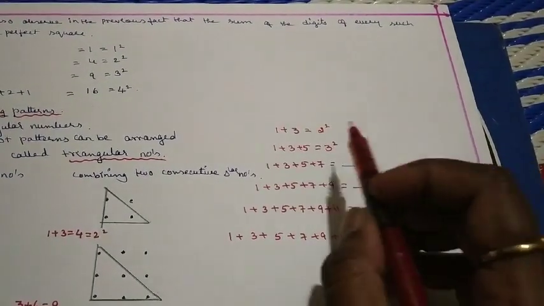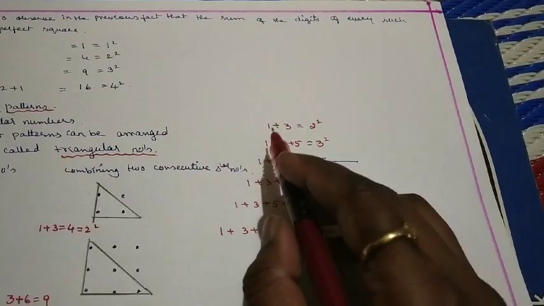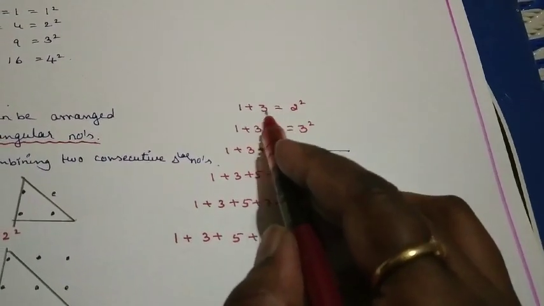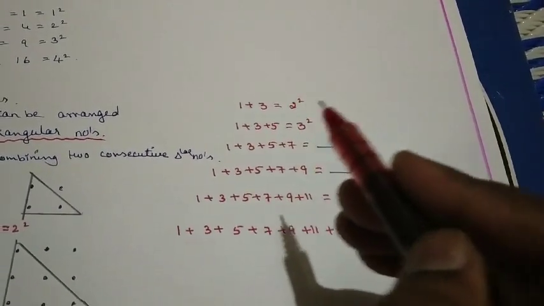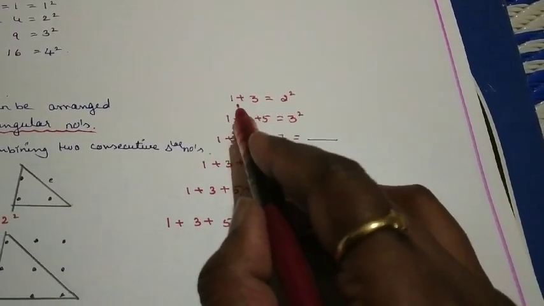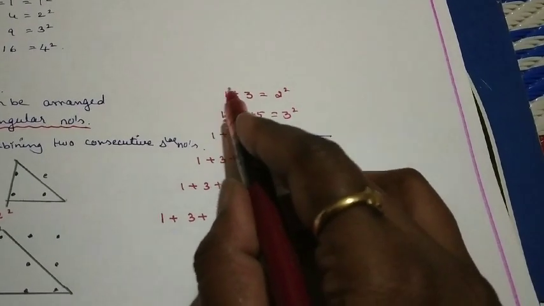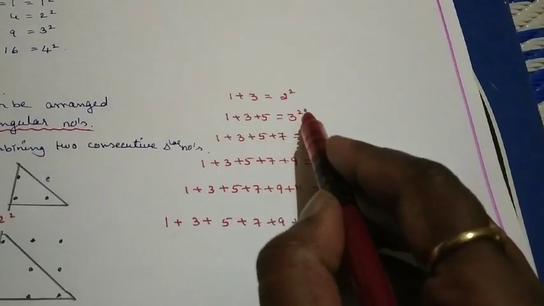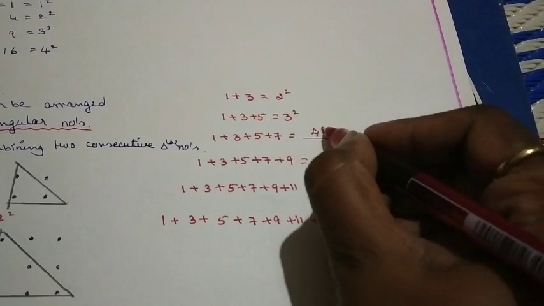So here observe the following pattern and fill in the blanks. 1 plus 3 is nothing but 4. 4 is nothing but 2 square. Or you can go to the previous concept I explained, that is addition of odd numbers. There are 2 odd numbers, so 1 plus 3 equal to 4, nothing but 2 square. Or how many odd numbers have you used? It's a square. So here 3 odd numbers are used, so 3 square. Here 4 odd numbers are used, therefore the answer is 4 square.